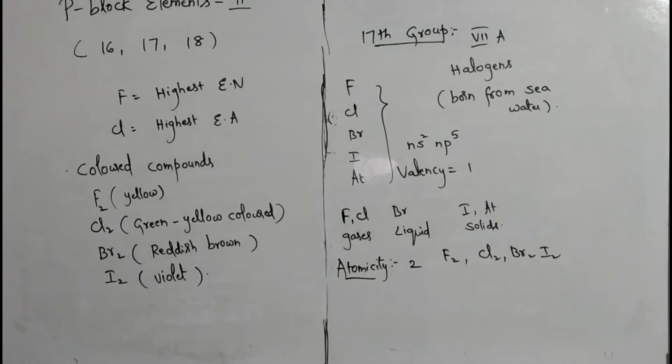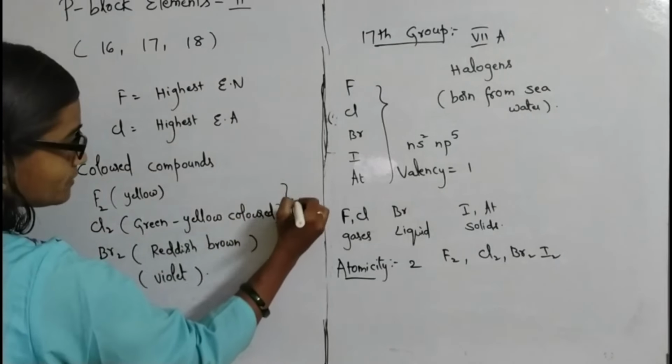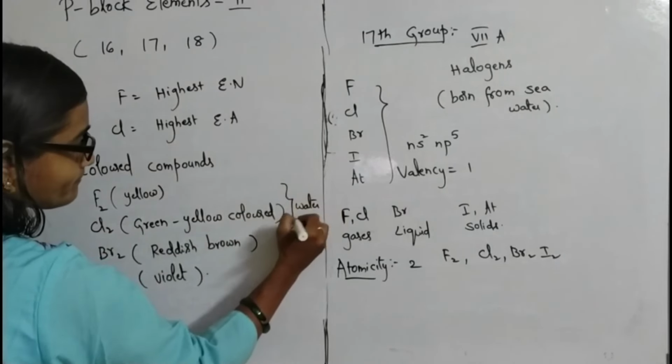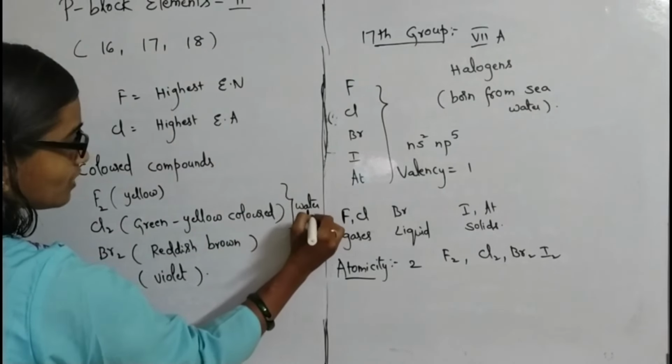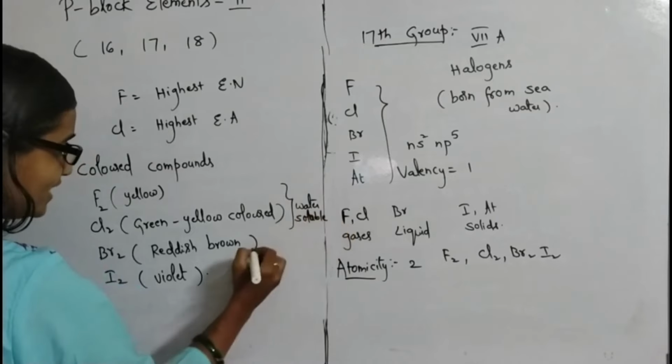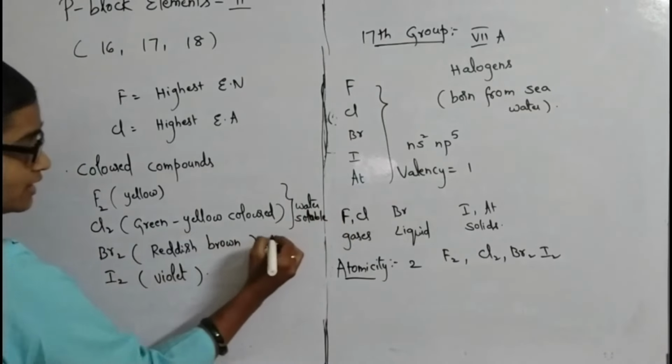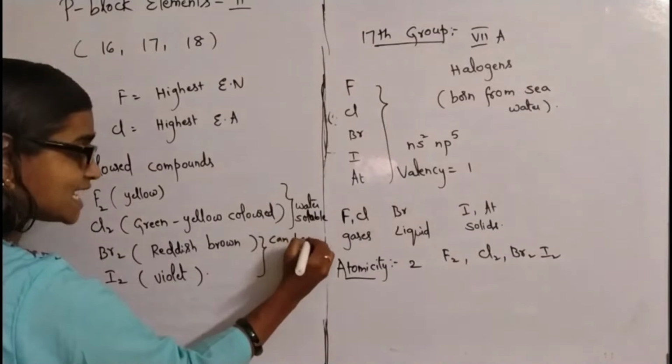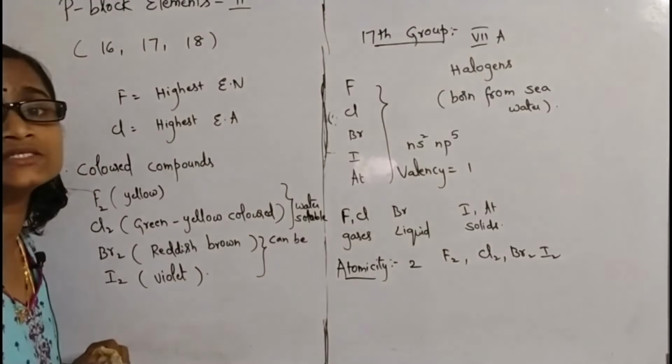Fluorine and chlorine are soluble in water, whereas bromine and iodine are soluble even in other solvents also. Fluorine and chlorine are water soluble, whereas iodine and bromine can be soluble in solvents other than water also, other organic solvents.